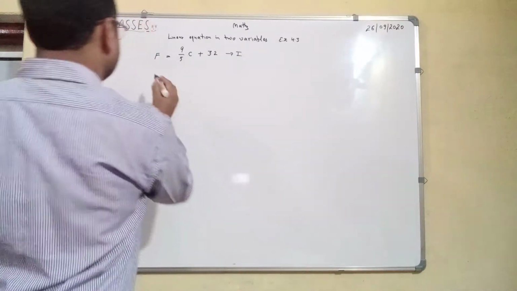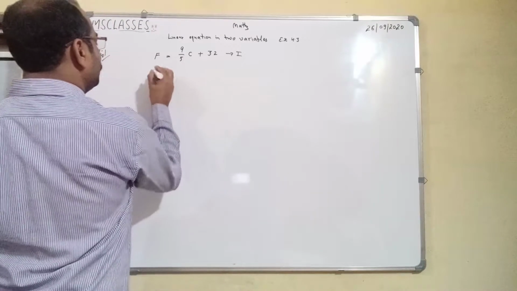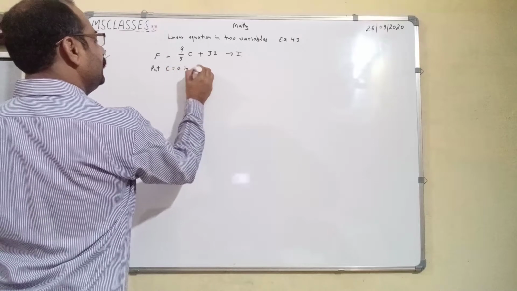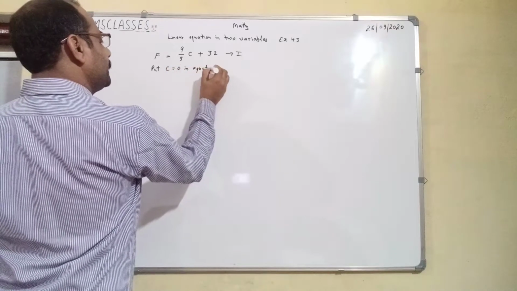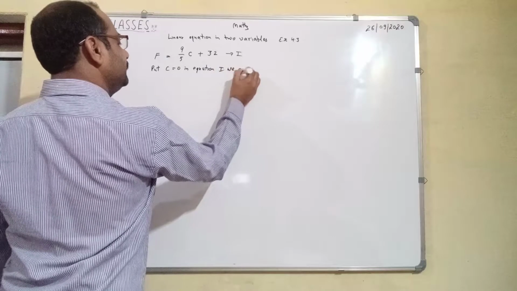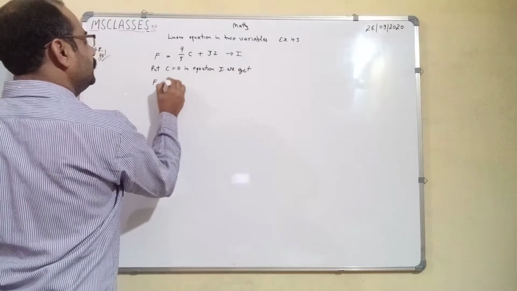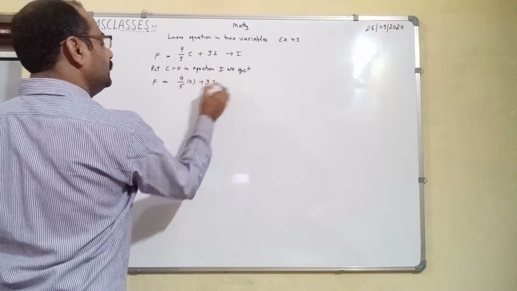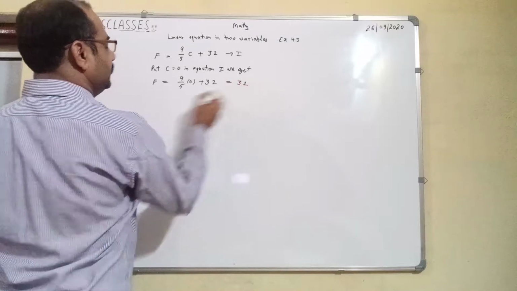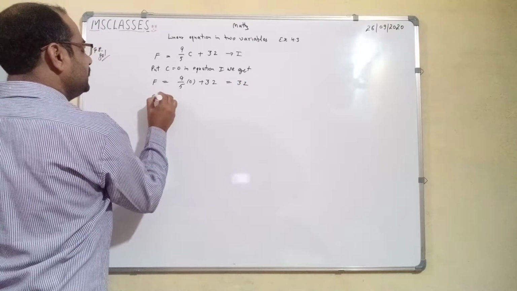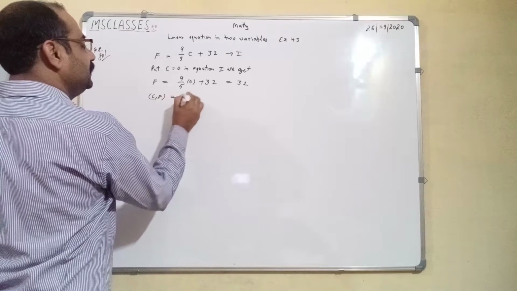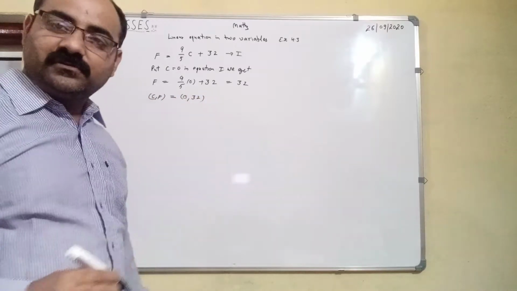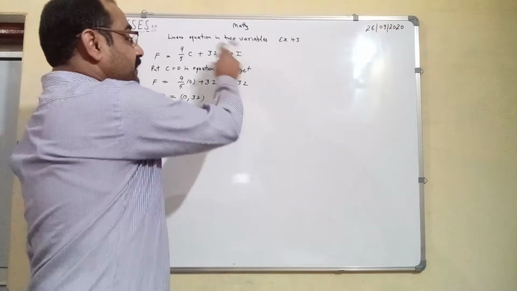First of all, this is equation number 1. Put C is equal to 0 in equation 1. We get F is equal to 9 over 5 into 0 plus 32. This is equal to 32 only. So your first coordinate (C, F) is equal to (0, 32). So guys, this is your first solution of the linear equation.